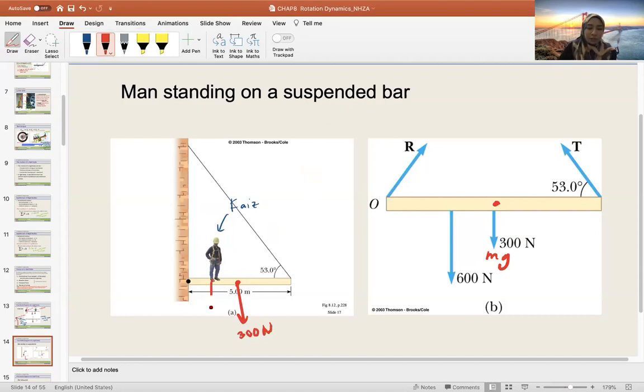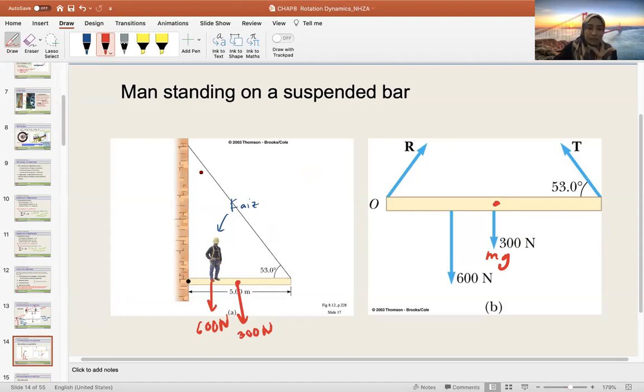And Faiz's load is 600 Newton. That is his weight, and that is considered as the load. This is considered as the weight of the beam. This is the load applied on the beam. Faiz is applying a certain load on the beam. I don't really care what happens to Faiz. I only care about the beam because I want this beam to rotate or not rotate.